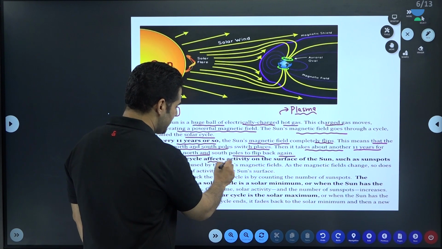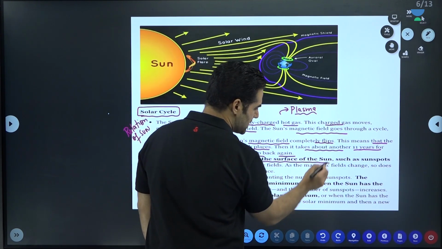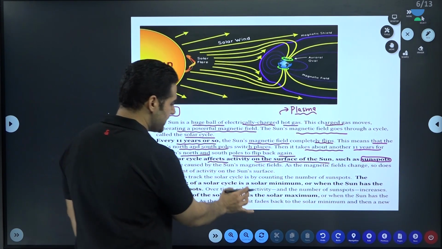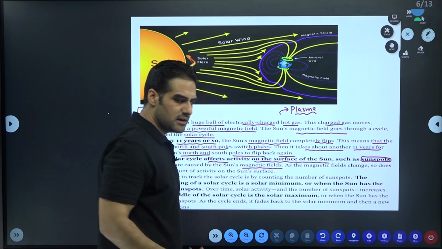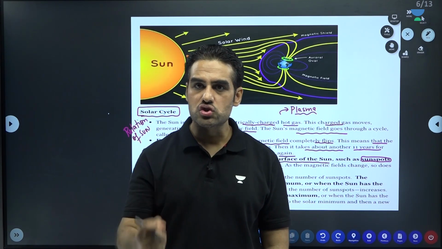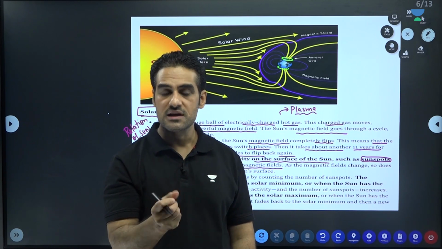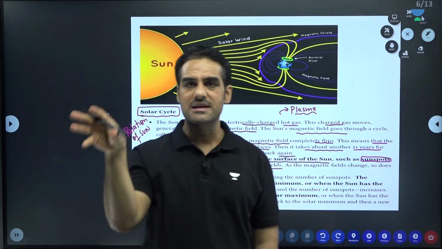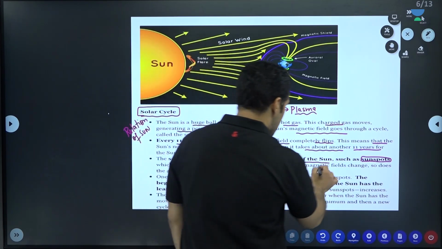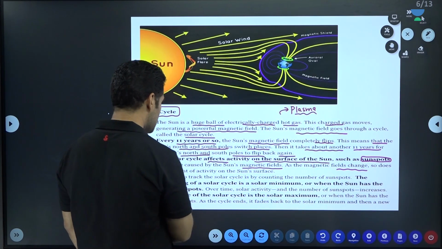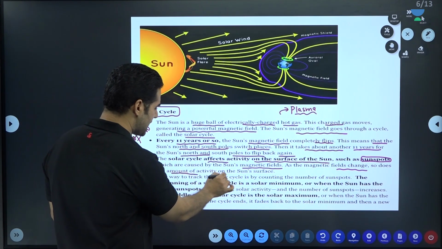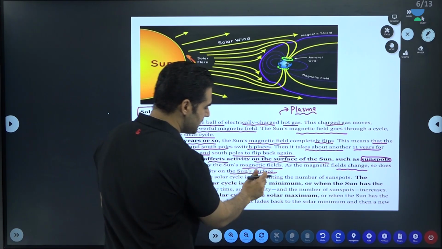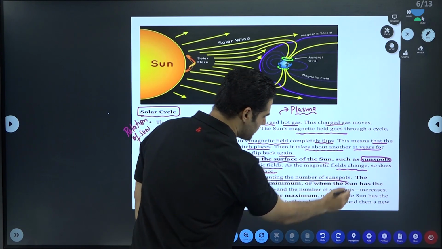The solar cycle affects activities on the surface of the sun, such as sunspots, which are caused by the sun's magnetic field we just discussed. It is the region where the magnetic field will be very strong in comparison to the surrounding areas. Thus, in those spot areas, energy will not be able to move out, so they will be cooler in comparison to surroundings. As the magnetic field changes, so does the amount of activity on the sun surface. One way to track the solar cycle is by counting the number of sunspots.